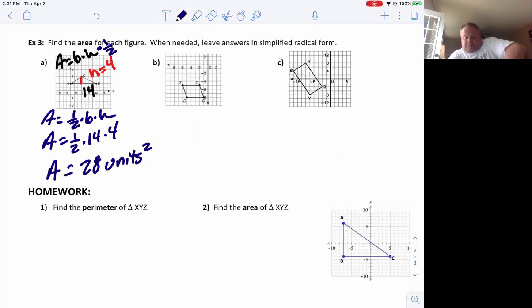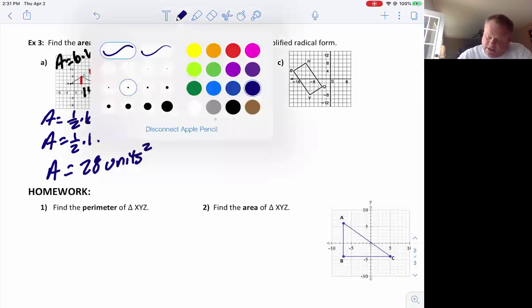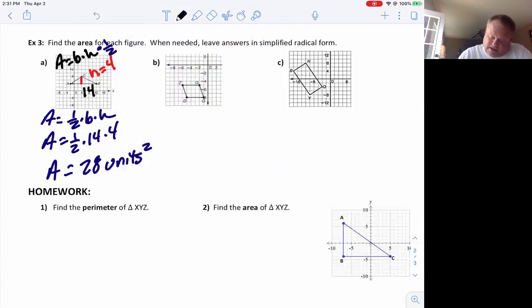All right. Let's look at B. Okay, so when we're looking at B, let's go to red. When I look at that, I'm pretty sure that's a parallelogram, okay?